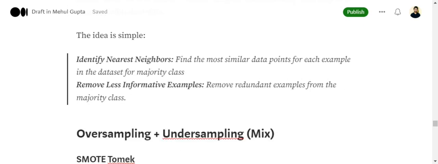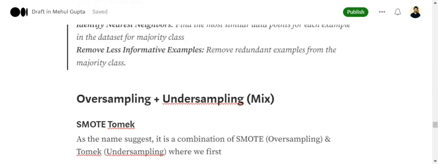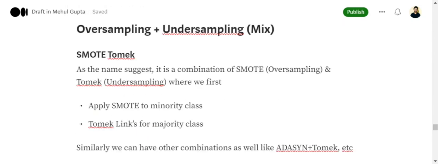Identify the similar data points. It can be again following the same idea as in Tomek links, where you can set up a threshold and remove less informative examples. Now moving on to the hybrid approach, that is oversampling plus undersampling.